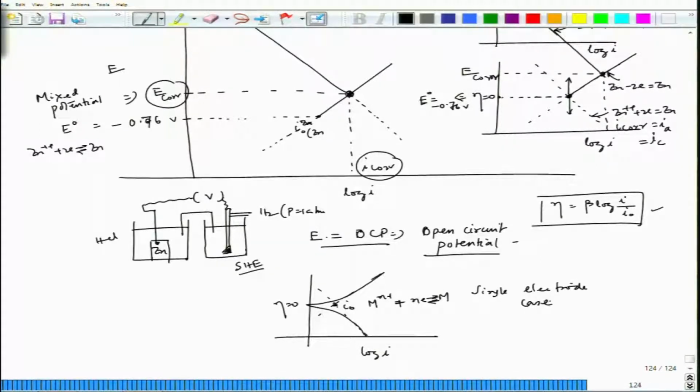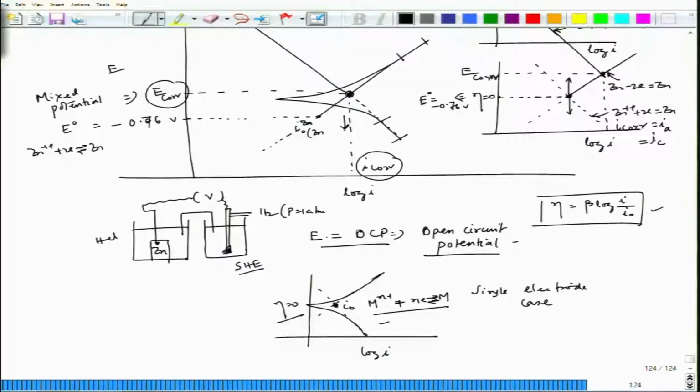But here we have two different reactions, it is not a single electrode reaction. One reaction is zinc dissolution, another one is hydrogen evolution, and this point would be the new set point, the way we have considered eta equal to 0 for the single electrode case. Now, if I do the same experiment, we will get a curve like this, and then we have to consider the linear portion and extend it, and finally we will reach this point. This linear portion is achieved the way we have done for this case. It is the same way.